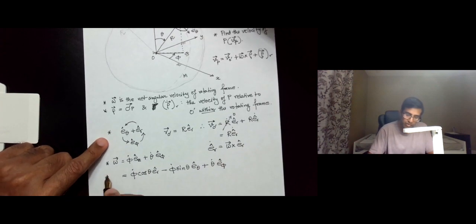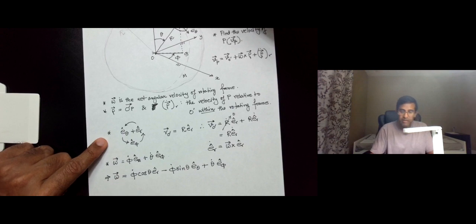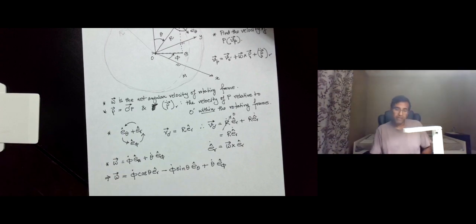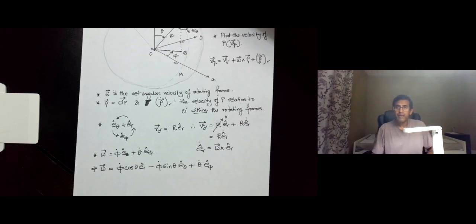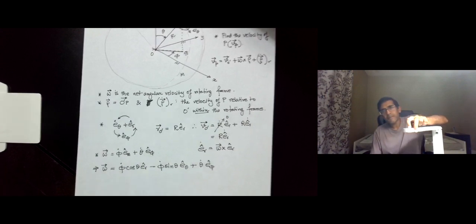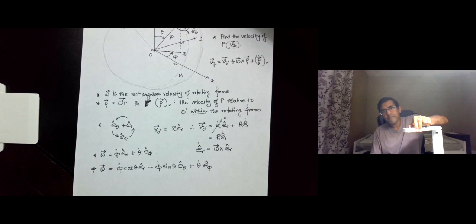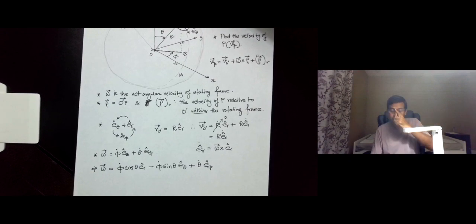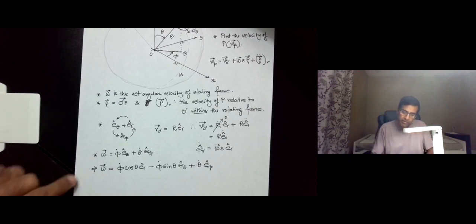So that's our angular velocity omega. Okay. Right, so we have the angular velocity.